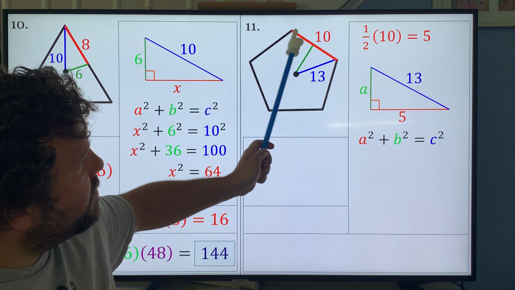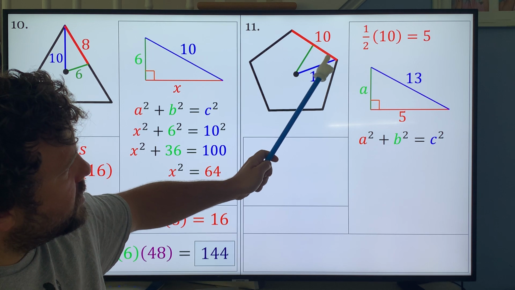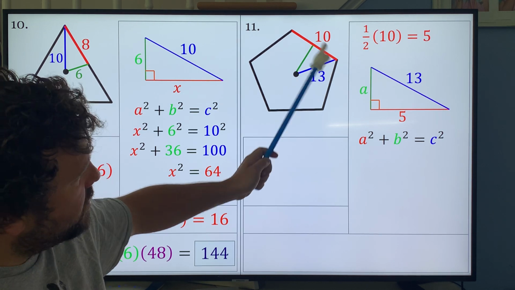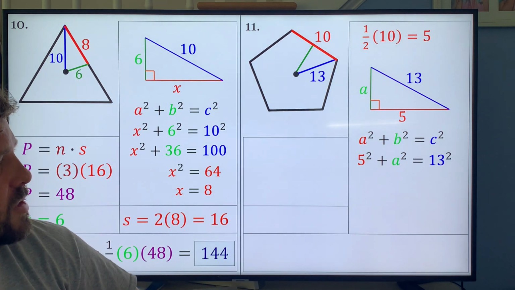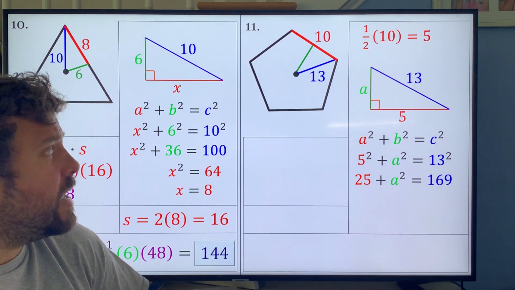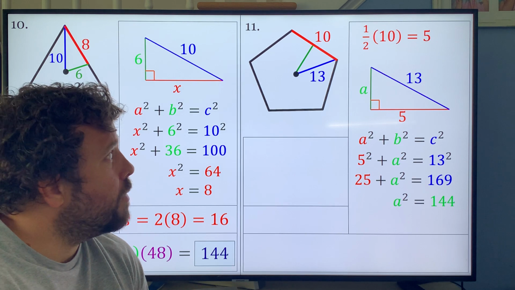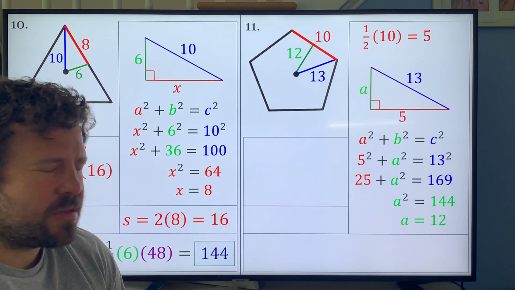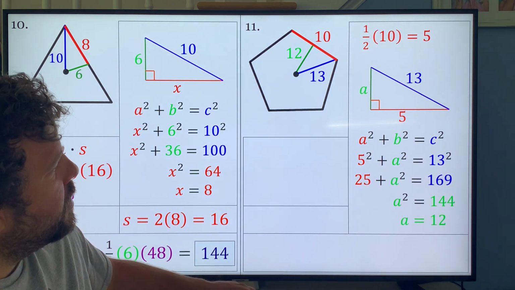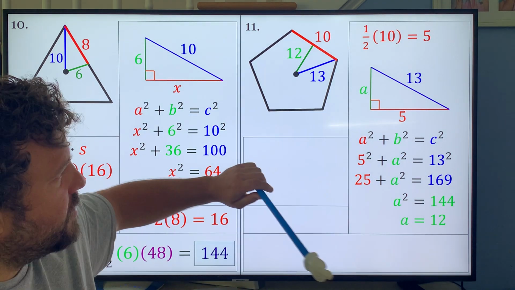So half of 10. Half the side is 5, so this piece is 5. 13, and we're looking for A. 5 squared plus A squared is 13 squared. I can tell you right now, A squared is going to be 144. All right? And A is going to be 12, the square root of 144. All right, so even though this isn't drawn to scale, that's all I have to know.